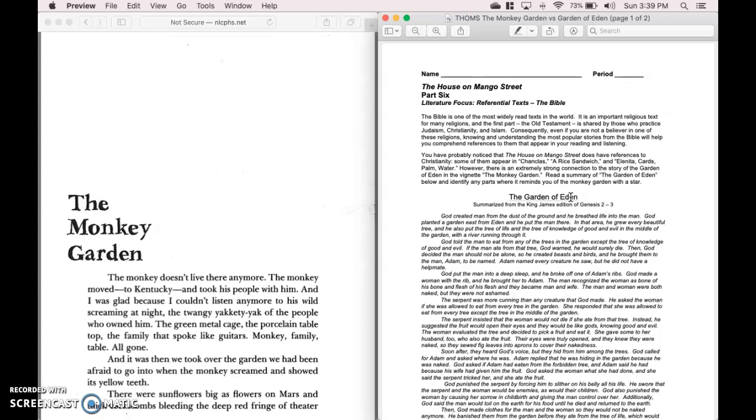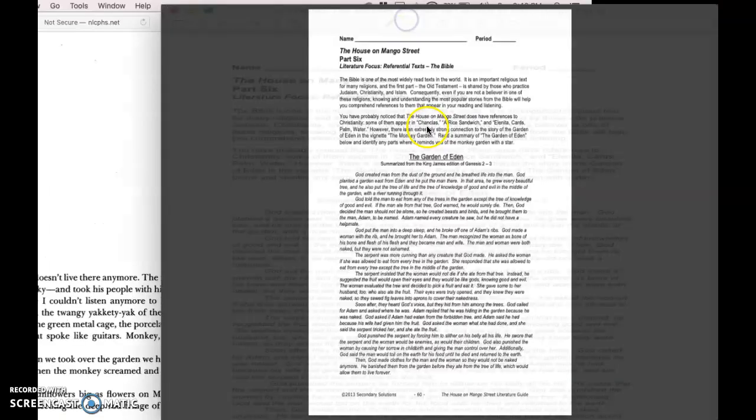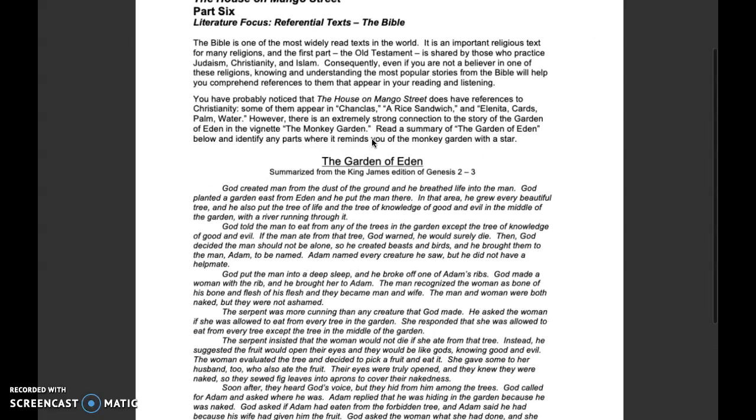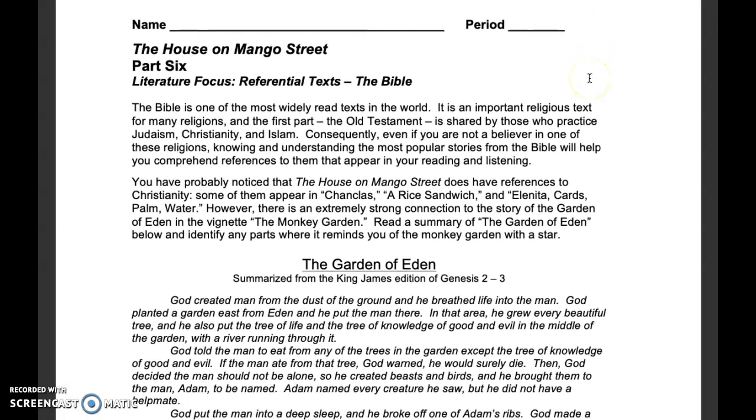So what you're going to be doing in this activity is comparing and contrasting the Monkey Garden from The House on Mango Street with the popular story called the Garden of Eden from the Bible. If we look at the handout, it says that the Bible is one of the most widely read texts in the world. It is an important religious text for many religions, and the first part, which is called the Old Testament, is shared by those who practice Judaism, Christianity, and Islam. Consequently, even if you are not a believer in one of these religions, knowing and understanding the most popular stories from the Bible will help you comprehend references to them that appear in your reading and listening.